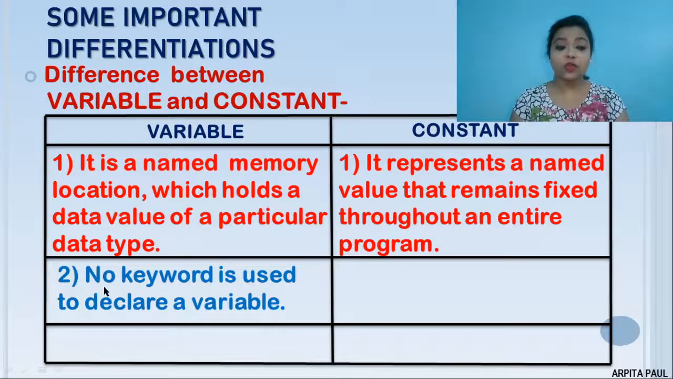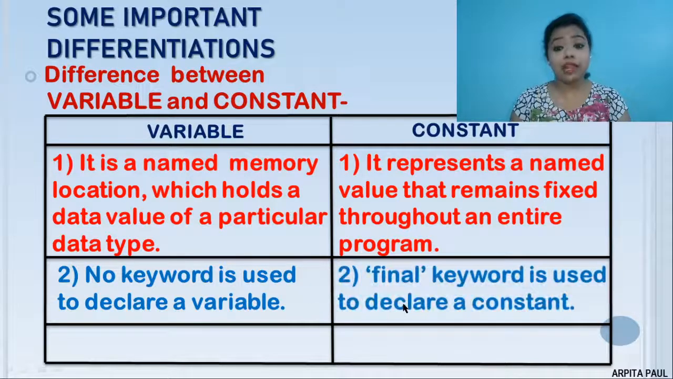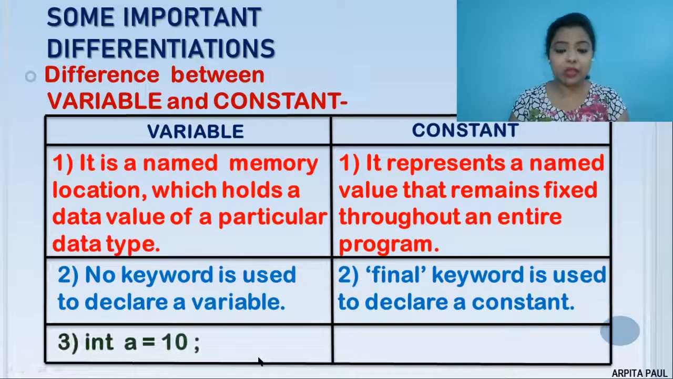Now coming to the next one: no keyword is used to declare a variable. When declaring a variable we just mention the data type and then the name of the variable, but in case of a constant we use the final keyword to declare it. How do we declare the variable and the constant? To declare the variable we write: int a = 10. So a is the variable name here and it is integer type, and the value of the variable a is 10, which is assigned using the assignment operator.